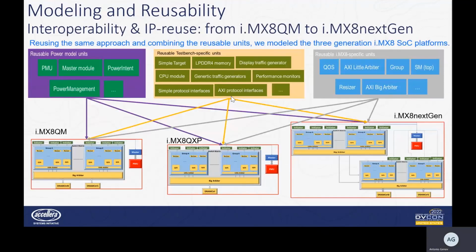Using the same approach and combining the reusable units, we have modeled the new generation IMX8 SoC platform. The structure is a bit more complex because it contains more subsystems, but the major part of the units are included from these libraries. The number of design elements and clock domains are almost doubled compared to the IMX8 QuadMax, so around 40, such as the clock frequency. It's also doubled. The supplied voltage is reduced.